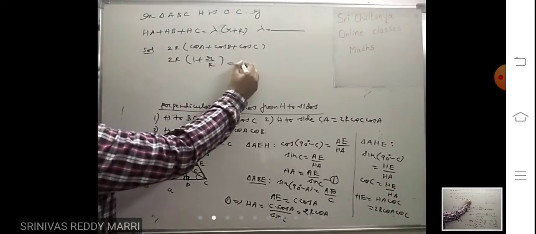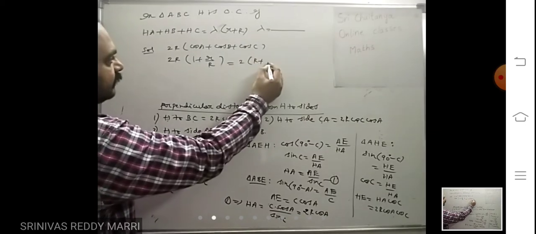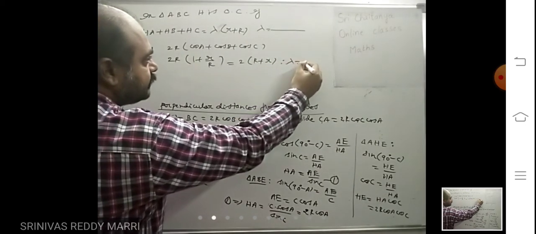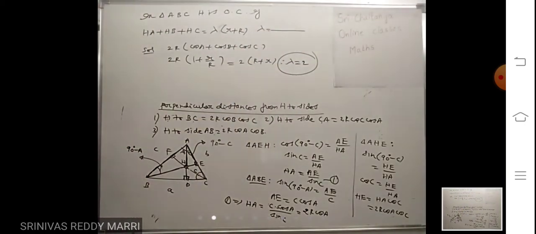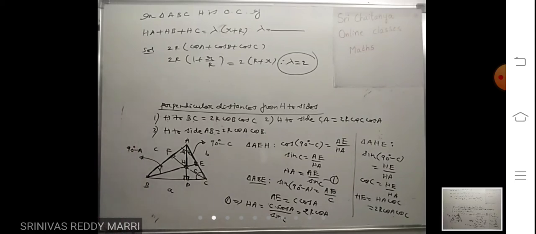Now multiply capital R inside. What will you get? Capital R plus capital R, so lambda is 2. Like that, whenever the distances are there, you write that formula. That's all. Just remember the formula. So these are the distances of the orthocenter. Next we will see about the circumcenter.